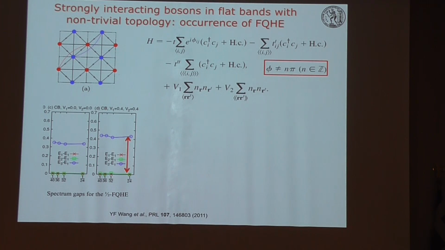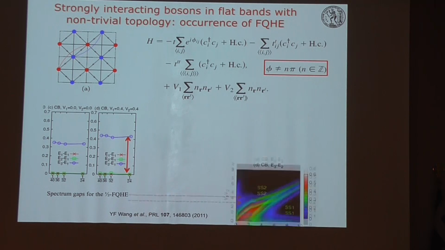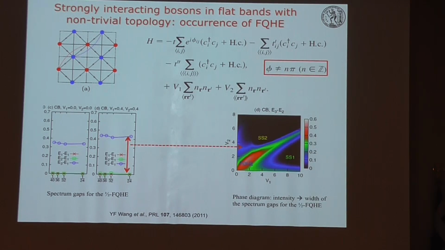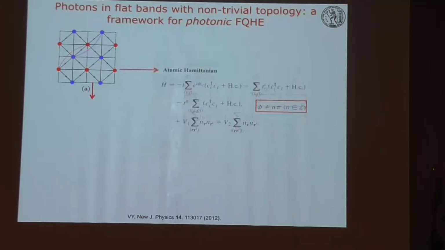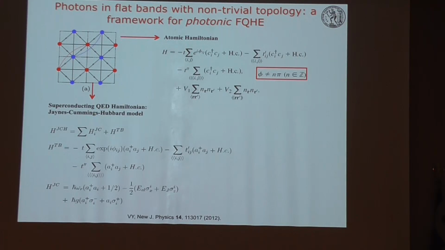This is the ground of the first excited state for such a system. And this is a typical phase diagram for such a system. This is the region of the fractional quantum Hall effect. So in terms of photonics, we can engineer such an atomic Hamiltonian possibly with a superconducting QED Hamiltonian.